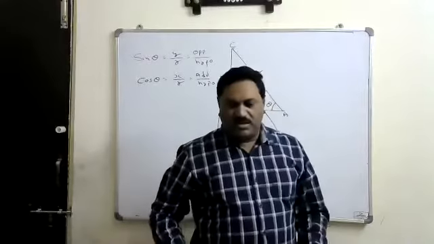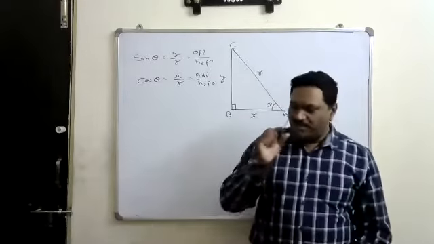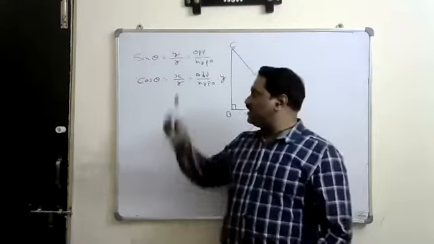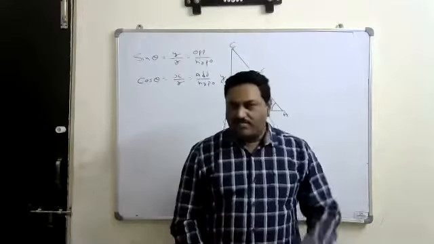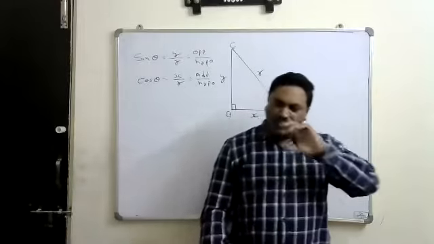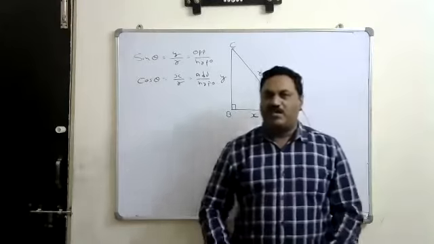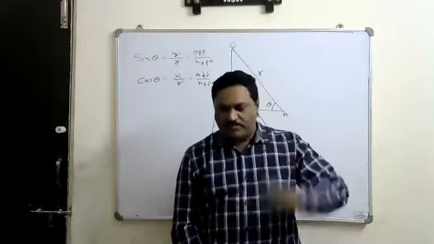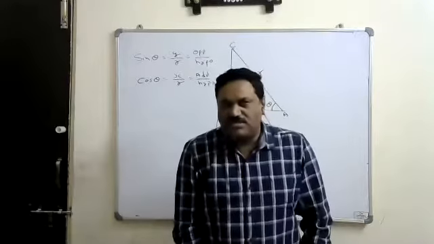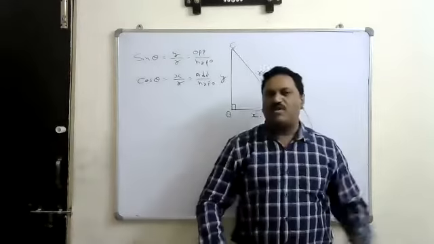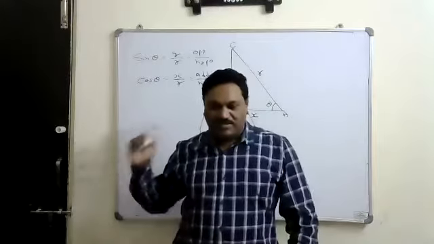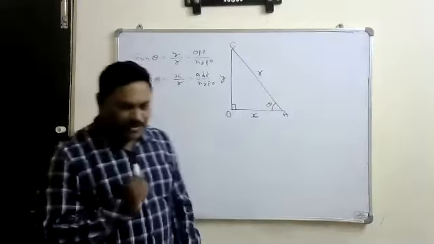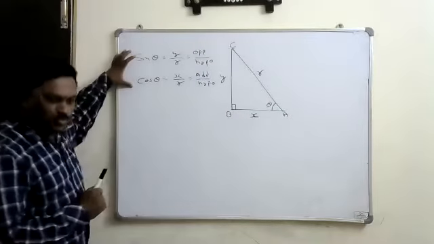In trigonometry, we have only two basic formulas, sine theta and cos theta. Only these two things were defined. From these two definitions, more than 2000 formulas were derived. All the remaining formulas and concepts were developed and derived from these two basic things only.